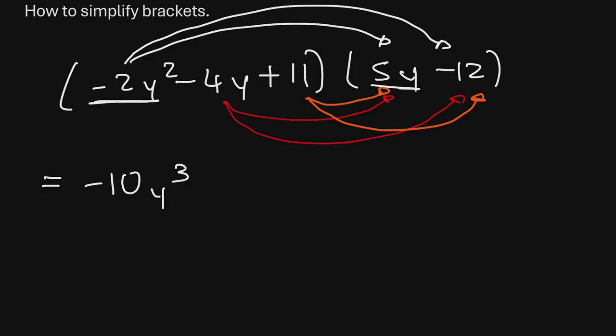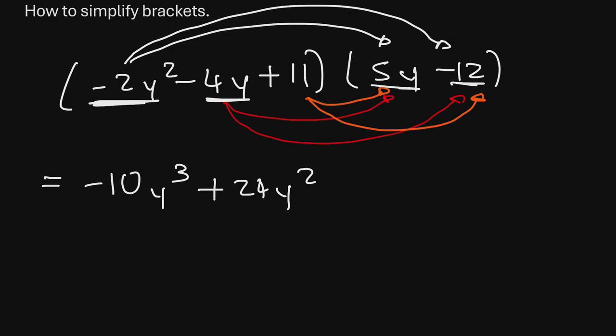So now we say again, this negative 2y is going to multiply with the negative 12. So negative 2 multiplied by negative 12, that is going to give us positive 24y squared. So now we are done with what? With the first term, which is negative 2y. So we have to move now to the second term, which is 4y.